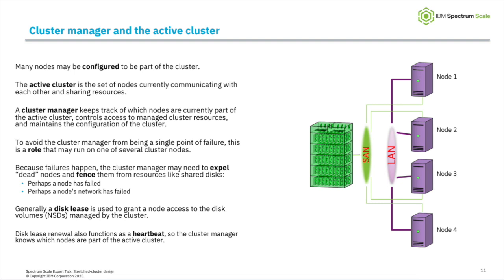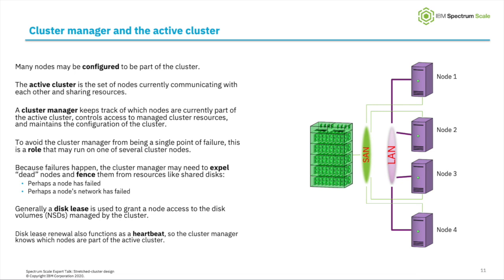These are the nodes where Spectrum Scale is actually running and are cooperating with each other. They have access to the shared resources of the cluster. There's a need for one role to track which nodes are actually active, controlling which nodes are allowed to use those cluster resources. And that role is called the cluster manager. Because failures happen, the cluster manager sometimes must expel nodes that seem to be dead from the active cluster, forbidding them from using cluster resources like shared disks.